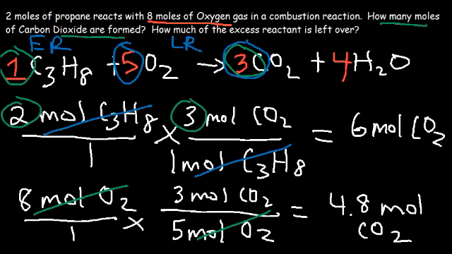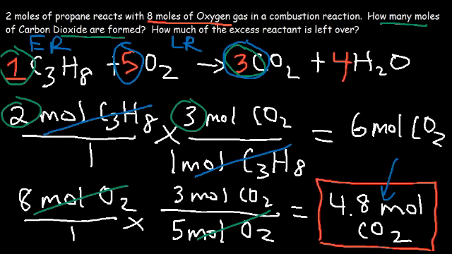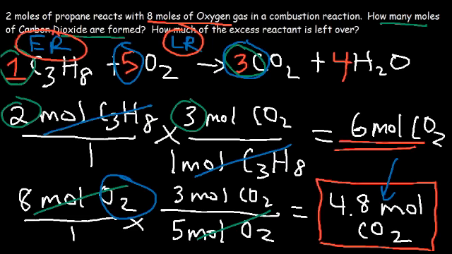So in this reaction, when we mix propane and O2, the amount of CO2 that we're going to get is the smaller of these two numbers. So the actual theoretical yield is 4.8 moles of CO2. So that's the answer to the first question. Now the reactant that gave us this answer, which is O2, is the limiting reactant. The excess reactant will give you a larger theoretical yield, which is not the correct answer. So O2 is the limiting reactant, propane is the excess reactant, and the theoretical yield of CO2 in moles is 4.8.